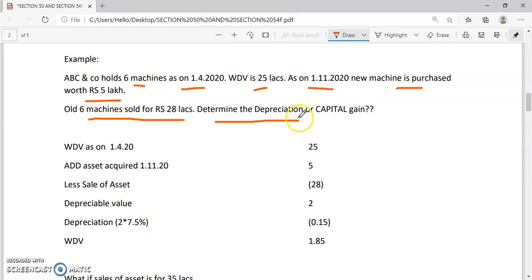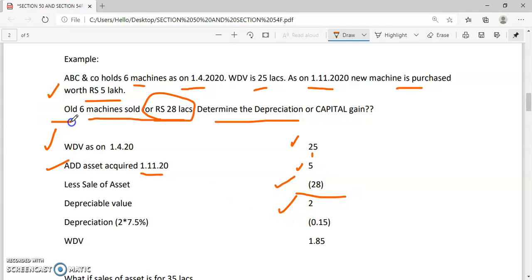So first you have to determine the WDV at the beginning of the year, that is 25 lakh. Add the asset acquired, because it is added in the block of asset. So asset acquired on 1st November is 5, less sale of asset. Any money received on a sale of asset will be reduced from the block, so 28 will be reduced. So what will be the depreciable value? 25 plus 5, 30, minus 28, the depreciable value is 2.